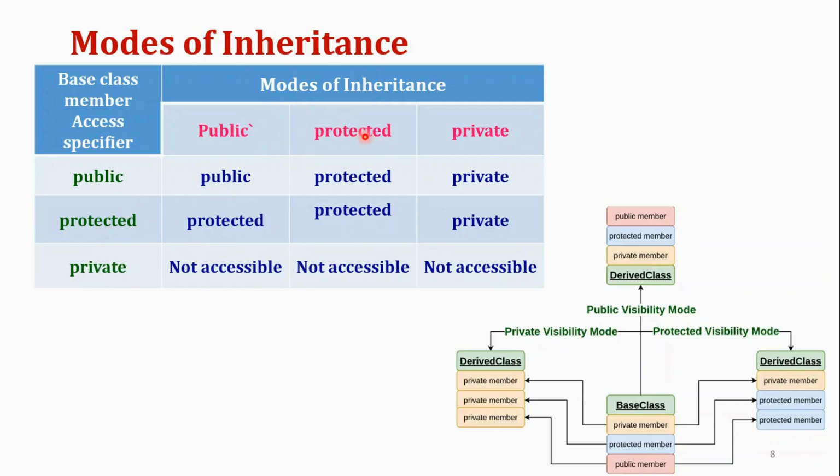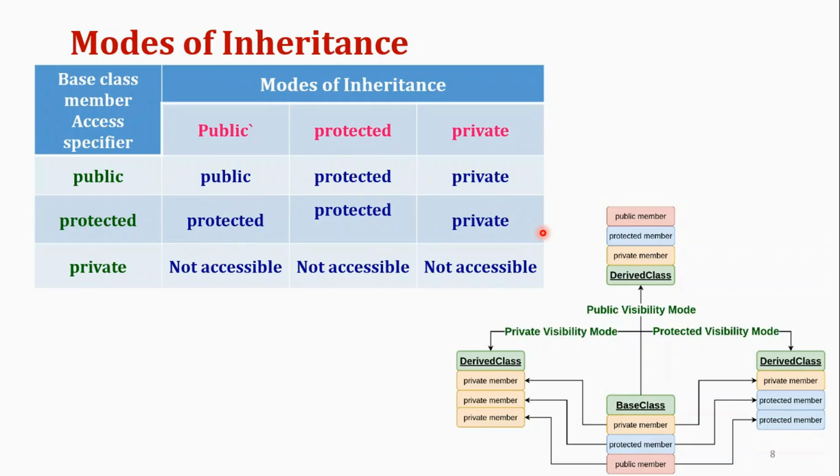So next one is private. We'll see private mode of inheritance. So public in base class become private in derived class. Protected in base class become private in derived class, and private never inherited. In all the modes, private member never inherited. Okay. And coming to the third one, protected: public become protected, protected become protected, and private never inherited. Okay. So these are all the base class access modes. If you're inheriting in a public mode, this will be the resulting access mode in the inheritance.